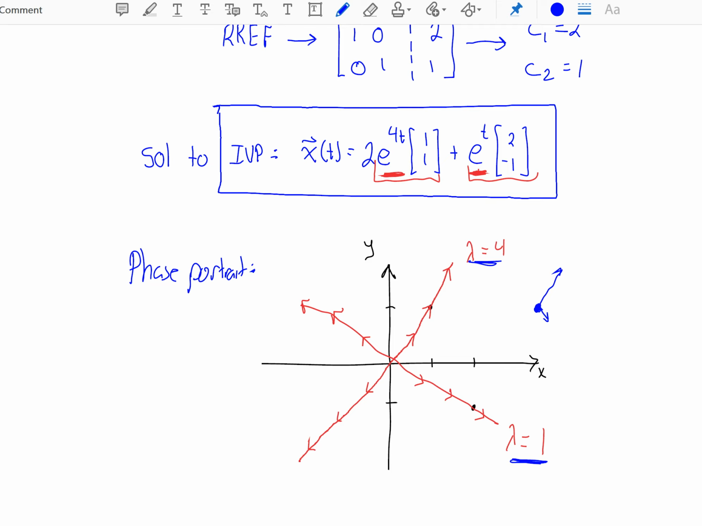This tells me that solutions, in general, will move away from the origin and end up being parallel to the eigenvalue of 4. In general, your solutions are always going to be parallel to the stronger eigenvalues. So another solution might look like this. Another solution might look like this, or like this, or like this. They're always going to be parallel to the stronger eigenvalue.